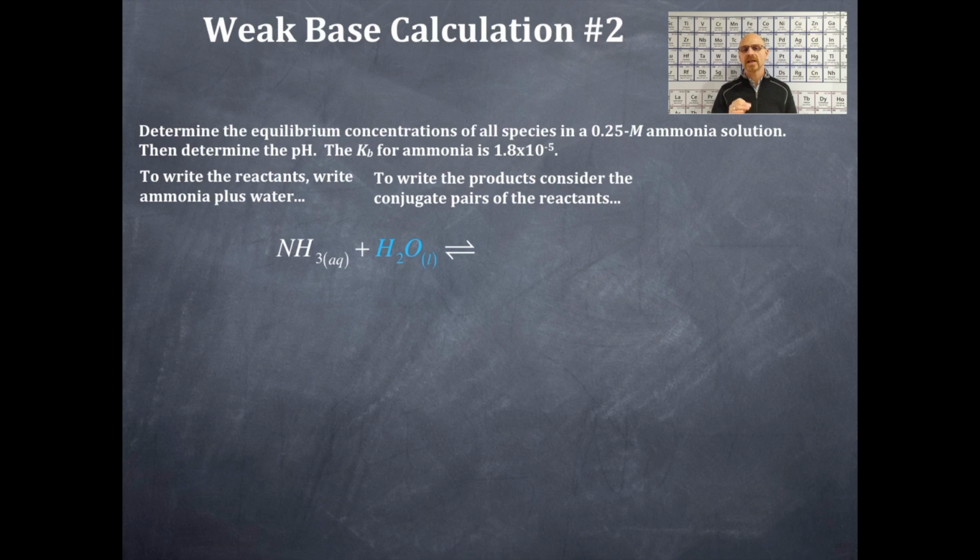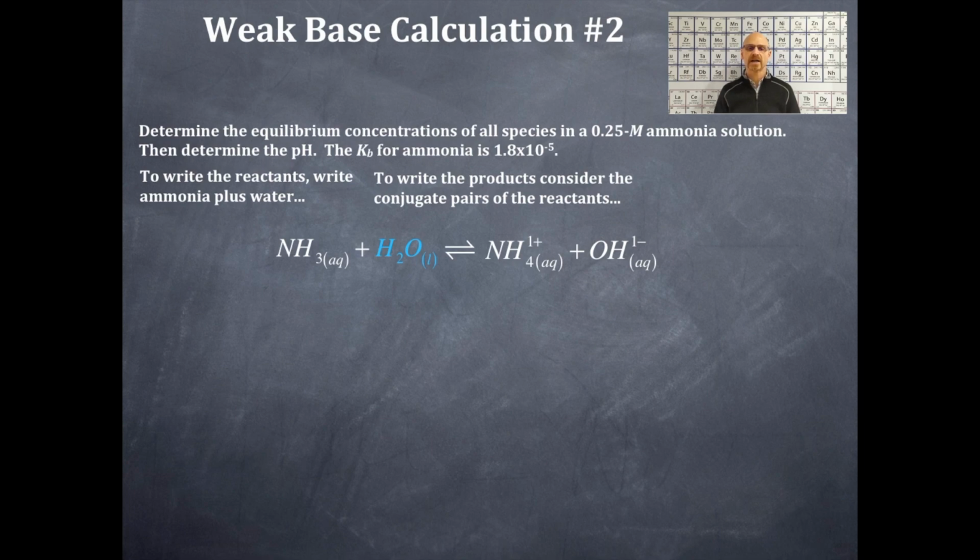Now, in order to write the products, we're going to consider the conjugate pairs of the reactants. We do know that ammonia is a base. It has a Kb value. Being a base, it produces hydroxide ions. Therefore, the conjugate of the water would be hydroxide. The water is losing a hydrogen, and that hydrogen is going where? That hydrogen is attaching to the ammonia. The ammonia, which is a base, needs a conjugate acid, and its conjugate acid is the ammonium ion.